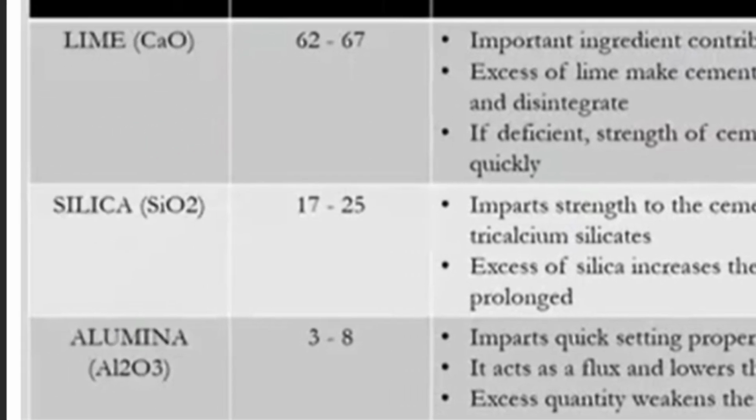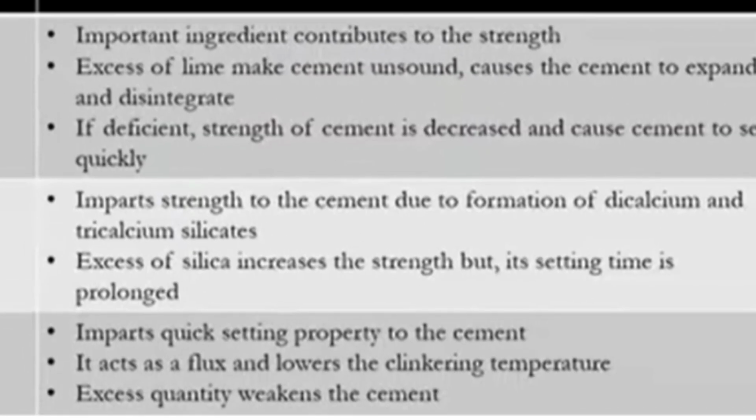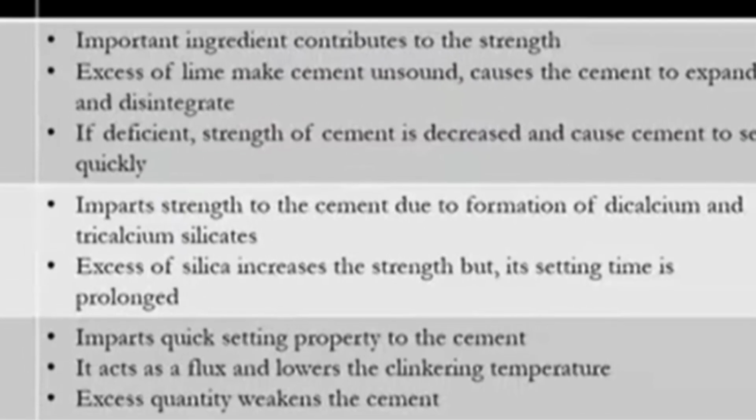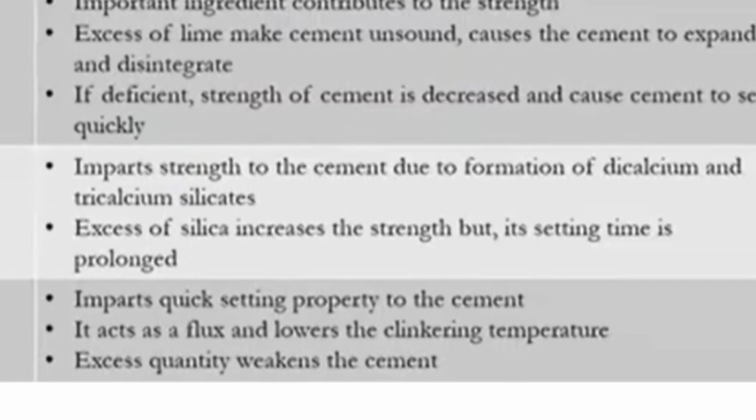So next ingredient is alumina, that is Al2O3. The percentage available is 3 to 8%. So now the function of alumina: it imparts quick setting property to the cement, and it acts as a flux and lowers the clinkering temperature, and the excess quantity weakens the cement.